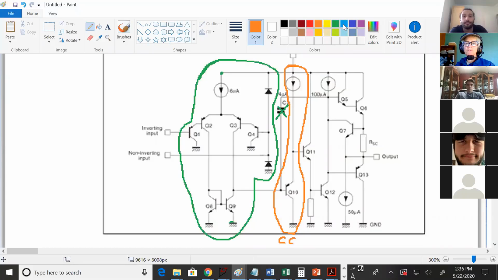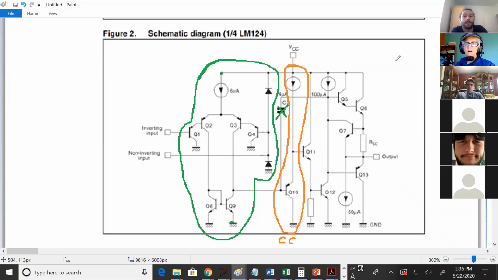If we go to blue, okay. What's the next stage you see? What's it made up of? Let's even go friendlier. Where's the output of that common collector that we just circled? What transistor does the output go to? Q11? Q11, okay.